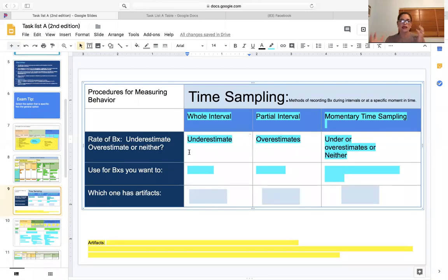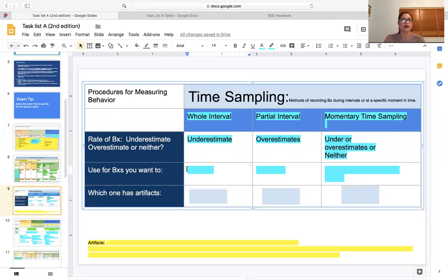So it overestimates. And in whole interval, it underestimates because, let's say you have an interval of 5 minutes, and the behavior happens for 4 minutes and 59 seconds, you don't mark anything if it doesn't happen at the 5 minute mark. So therefore, it's an underestimate. Perfect.